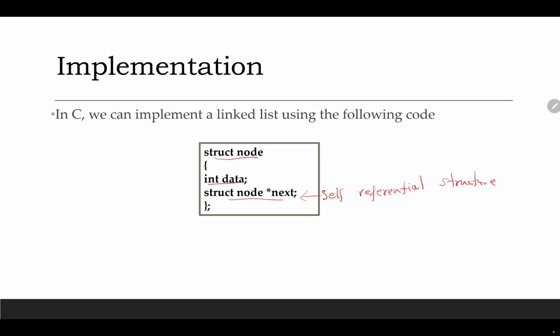What is a self-referential structure? It is a type of structure that has one or more pointers which point to the same type of structure as their member. In other words, we can define it as a structure pointing to the same type of structure. Structures pointing to the same type of structures are called self-referential structures.